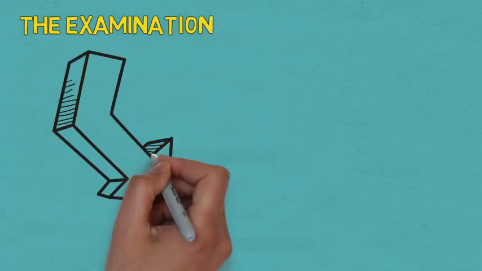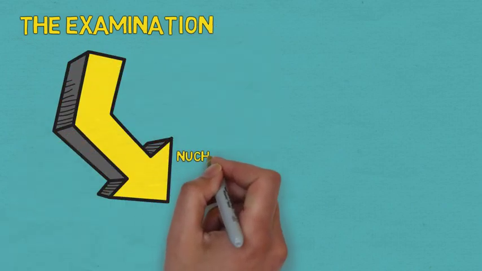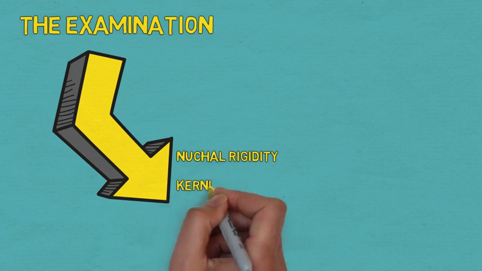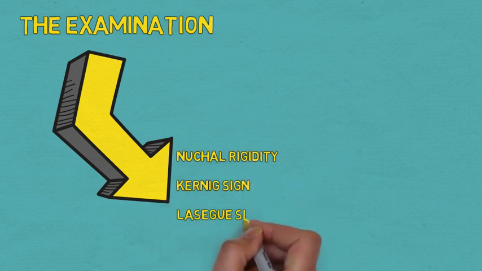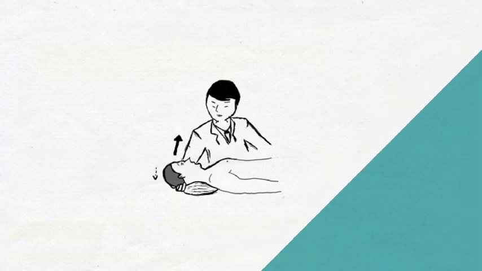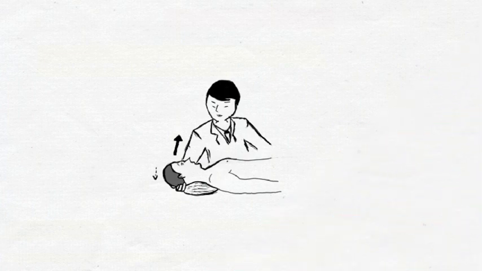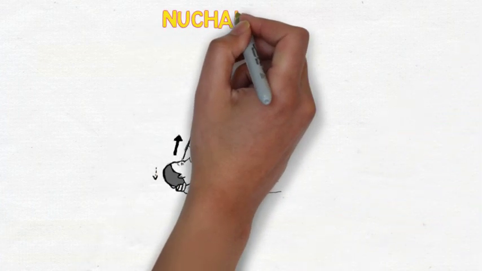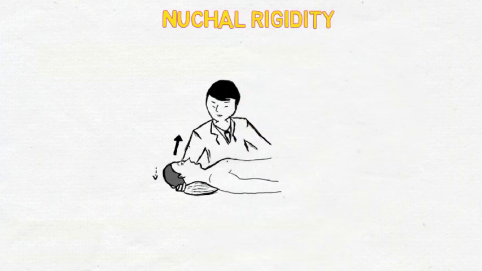So how is the examination done? We can know the signs from four signs: nuchal rigidity, Kernig's sign, Laségue's sign, and Brudzinski 1, 2, 3, and 4 signs to know the irritation of the meninges. Now we are talking about the first sign, nuchal rigidity.